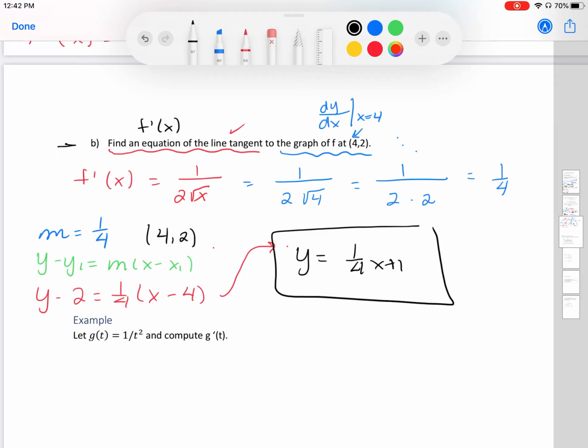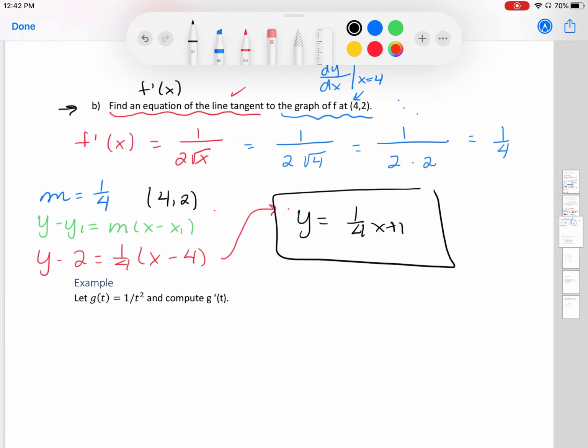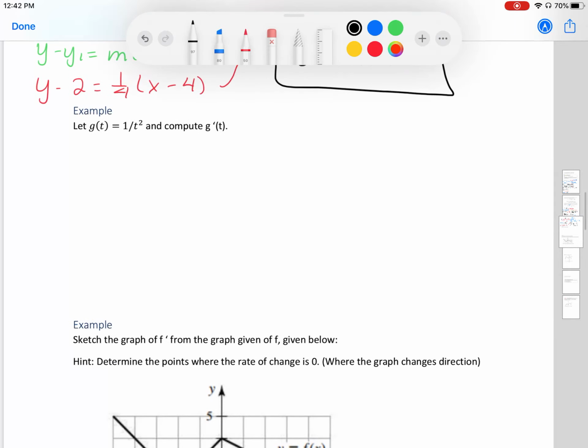That was part B. Next example. Let g of t equal 1 over t squared and compute g prime of t. Okay, so we're being asked to find the derivative.